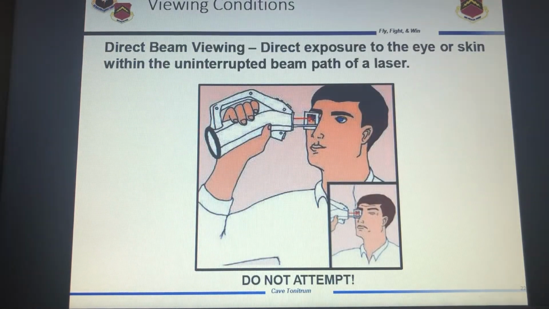So the viewing conditions, obviously don't do this. Do not point the laser in your eye to see if it's working. Always make sure, if the laser is ever on, that you have the protective eyewear in place, to include you, the patient, and the provider.